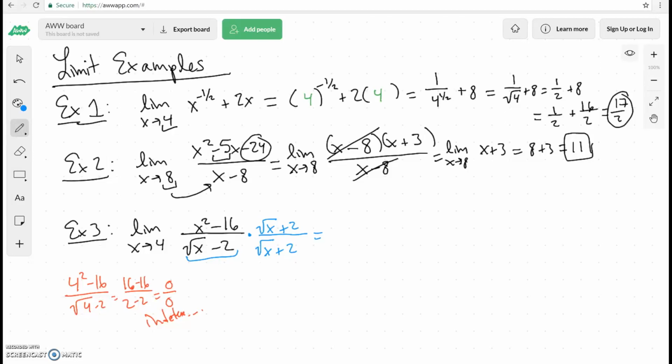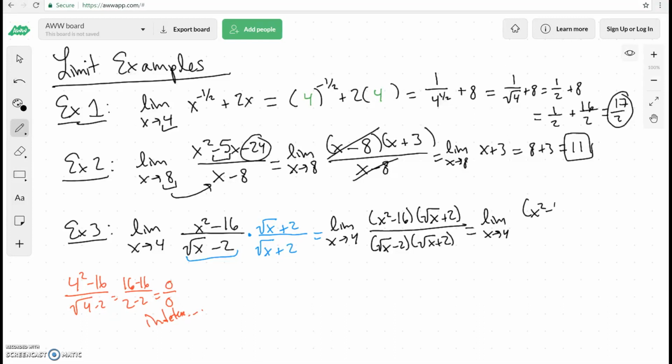Okay, so what is this going to give me? This is going to give me the limit as x goes to 4 of x squared minus 16. So don't do anything on the top one. Just work with the bottom portion. And then on the bottom I'm going to have square root of x minus 2 times square root of x plus 2. So this is going to give me the limit as x goes to 4. I'm going to leave the top one by itself. I don't want to go ahead and mess around with that. And I'm going to work with the bottom portion.